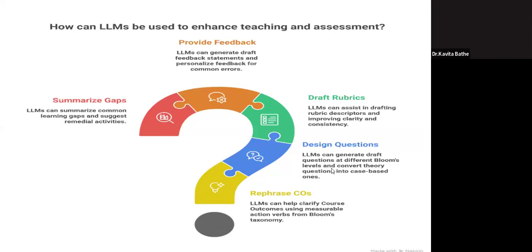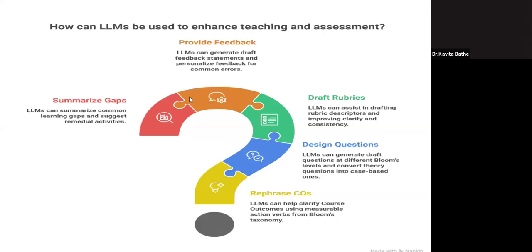Next to that, designing the questions. The LLM can generate drafts of questions at the different Bloom's taxonomy levels, and it can convert theory questions even into case-based ones. So here it can assist us in that way also. Next to that is drafting the rubrics. As I just mentioned, we as teachers have to decide the rubrics. These could be rubrics for the assignment, for the lab experiments, or for any other kind of activity that you are taking as a part of your curriculum. Here the large language model can assist in drafting the rubric descriptions and improving the clarity and the consistency.